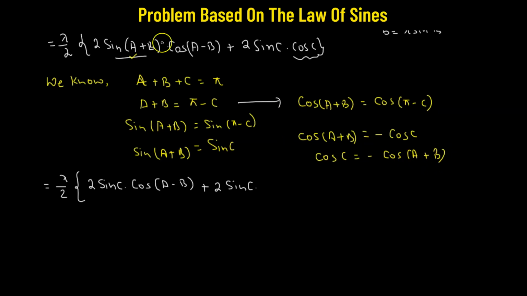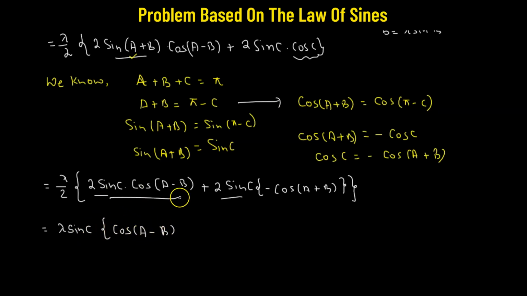Fine. So we'll substitute this value here. So we are now going to get 2 sine c multiplied by cosine c, and we're going to replace cosine c with negative cosine of a plus b. Now what we can do, we can take 2 sine c as the common factor from the two terms. We can pull it out of the parentheses and combine with lambda over 2. And that's going to give us lambda multiplied by sine c, whole multiplied by cosine of a minus b from the first term, and from the second term, we are left with negative cosine of a plus b.